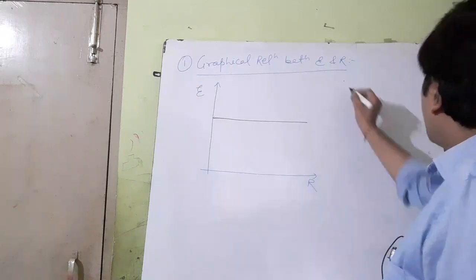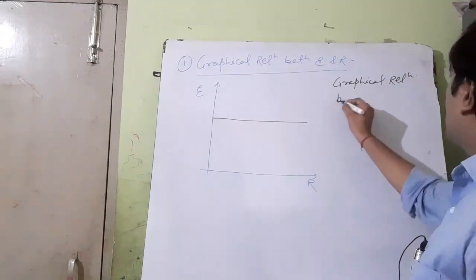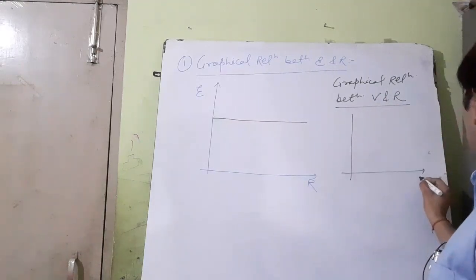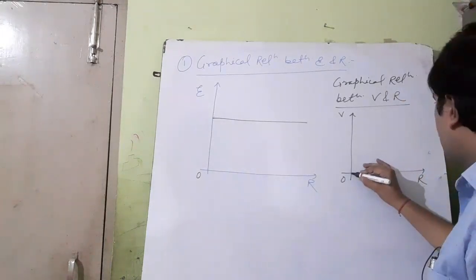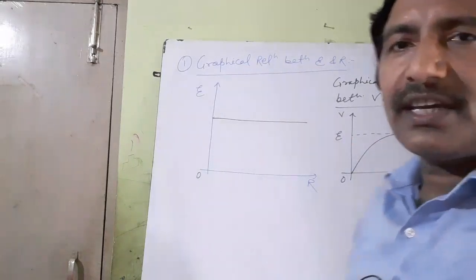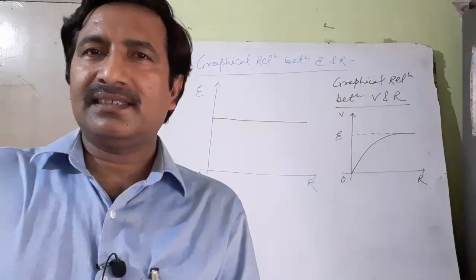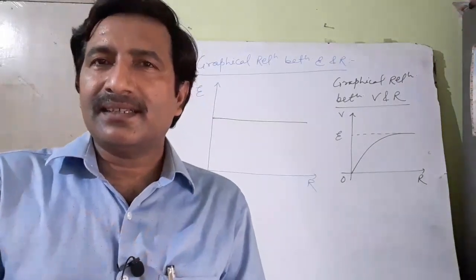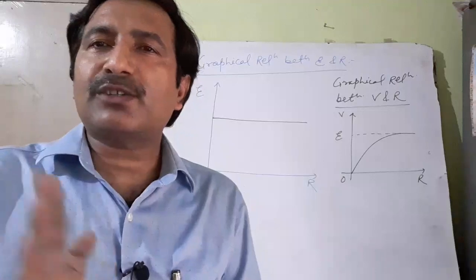Graphical relation between V and R. You see, take R along the x-axis and V along the y-axis. The graph is like this. This is called E. It means potential difference increases with increase in external resistance. Got it? And it becomes maximum when it becomes equal to E.